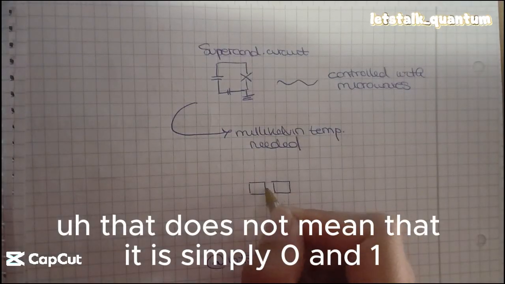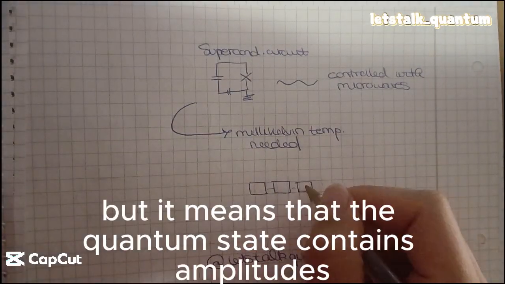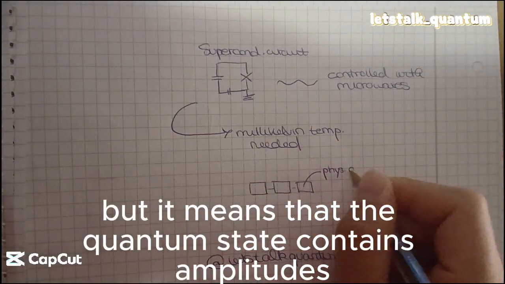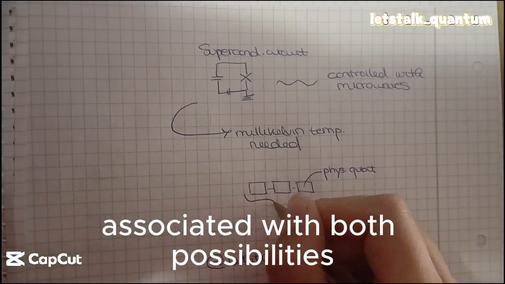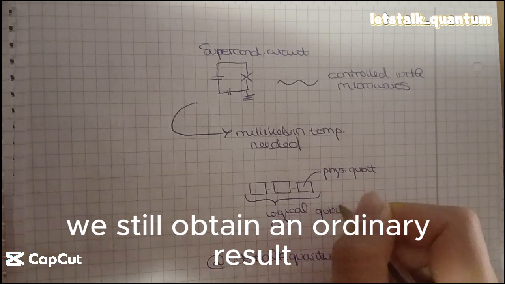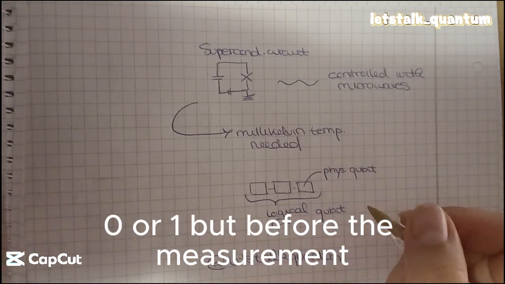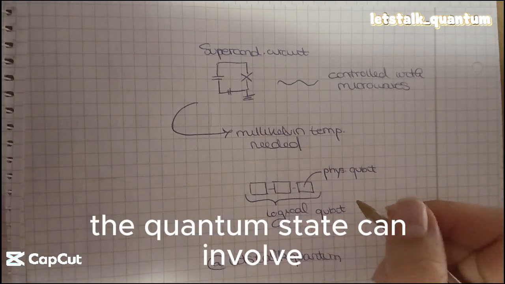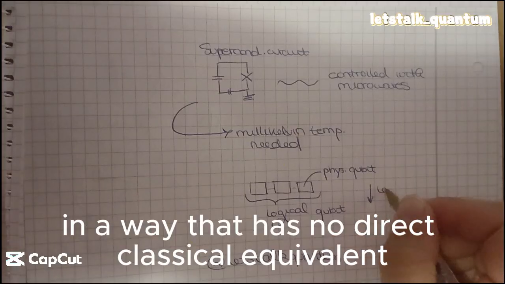That does not mean that it is simply 0 and 1 in the everyday sense, but it means that the quantum state contains amplitudes associated with both possibilities. When we measure the qubit, we still obtain an ordinary result, 0 or 1, but before the measurement, the quantum state can evolve in a way that has no direct classical equivalent.